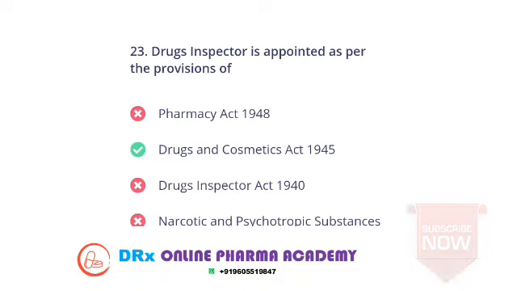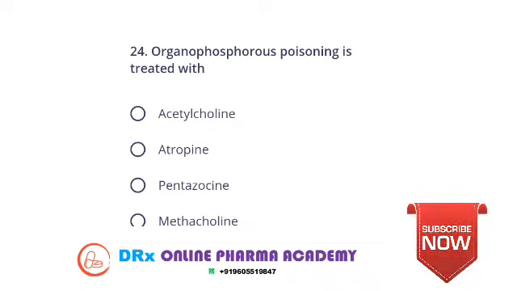Next question is, organophosphorus poisoning is treated with. Options are acetylcholine, atropine, pentazocine, methacholine. Answer is atropine. Organophosphorus poisoning is treated with atropine.